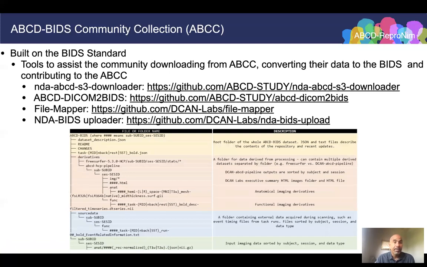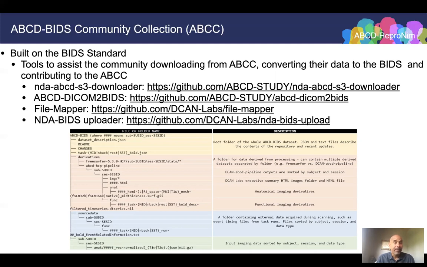It is built on the BIDS standard, and there are several tools to assist folks in the community who are downloading from the ABCC, want to convert their data to BIDS, and for actual contribution. There's an NDA ABCD S3 downloader that allows users to pull down very specific BIDS derivatives files from this collection, including FreeSurfer data, connectivity matrices, and things of that nature. There's ABCD DICOM-to-BIDS, a piece of code that allows for easy conversion of DICOM to BIDS for data that is on fast track. Although now we're working to change all the fast track data into BIDS compatible data.